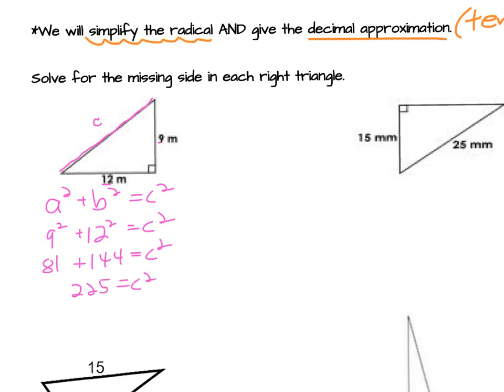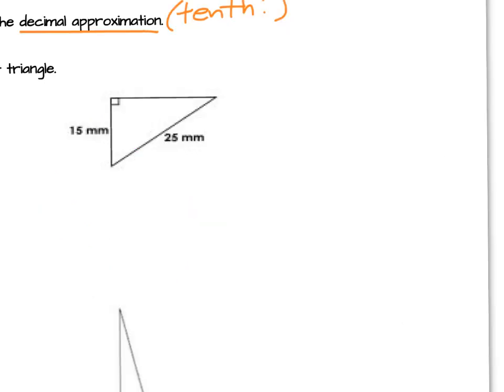And then what we've done before, take the square root of each side to get C by itself. And always check to see if it's a perfect square, because this one is. We get C equals exactly 15. So there's no square root in our answer, and there's no decimal approximation. On the right, let's try this second triangle.